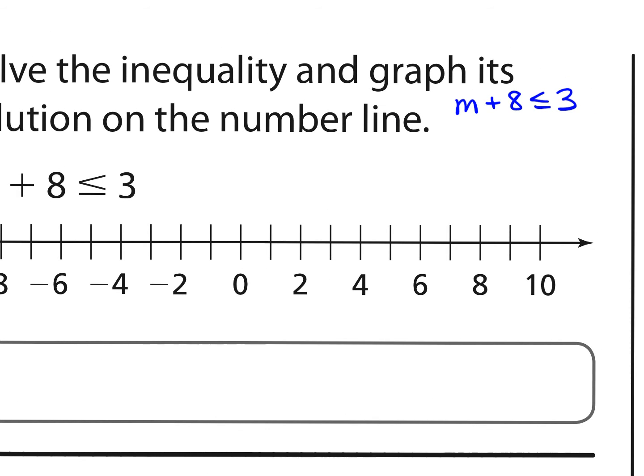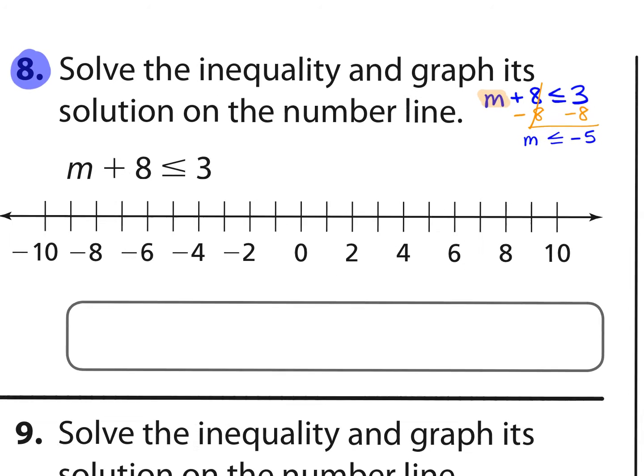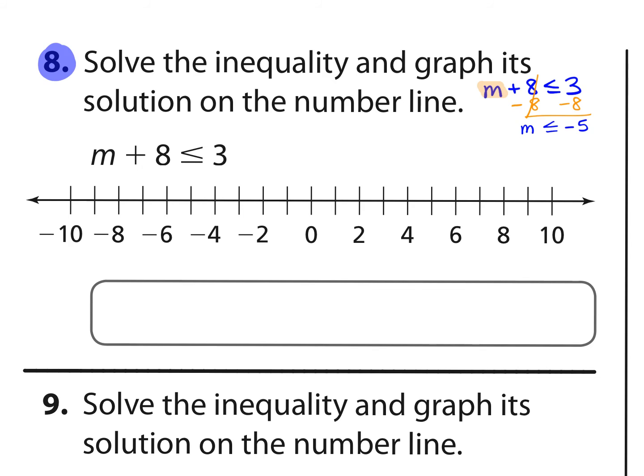Well, I want to get M by itself, so I'm going to subtract 8 from both sides of this inequality. We get M on the left side, negative 5 on the right side, and we didn't have to multiply or divide anything on this problem, so we just left our inequality symbol alone. Remember, if you multiply or divide both sides by a negative, your inequality symbol will flip. So we've got M is less than or equal to negative 5.